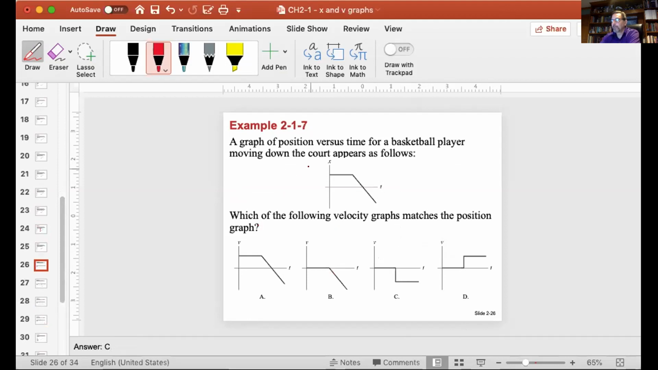Now we've got this position versus time curve. It's similar to the one I did in Logger Pro. And now you've got to figure out the velocity versus time curve from looking at the position time curve. Remember, it's all about the slopes. What's the slope of the position time curve?